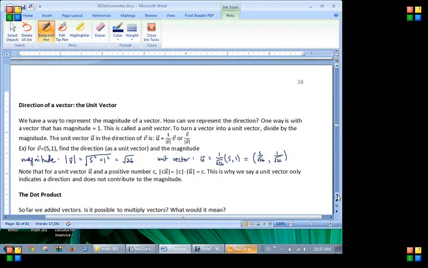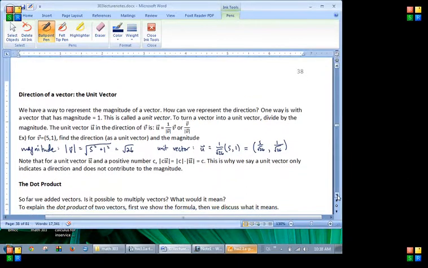Okay. So, operations. Is it possible to multiply vectors? And what would that mean? Yeah, multiply i with j with k. Okay. Right, exactly. So we have to come up with a definition of what this means.